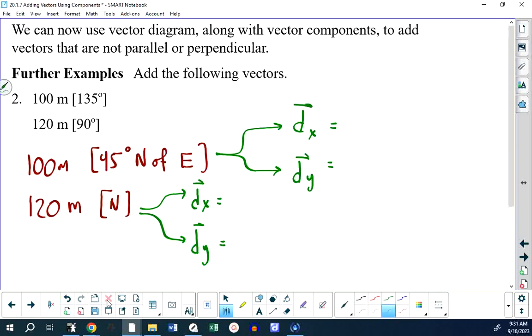So let's start with the first vector, 100 meters, 45 degrees north of, I have made a mistake, haven't I? And I mentioned this on Friday that I will often make this mistake because you're facing the paper one way and I've got to face you. What's the mistake here, Noah? It's west. West, yeah. I need north of west. There you go.